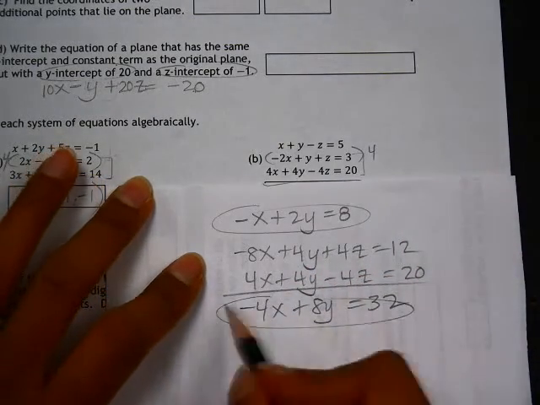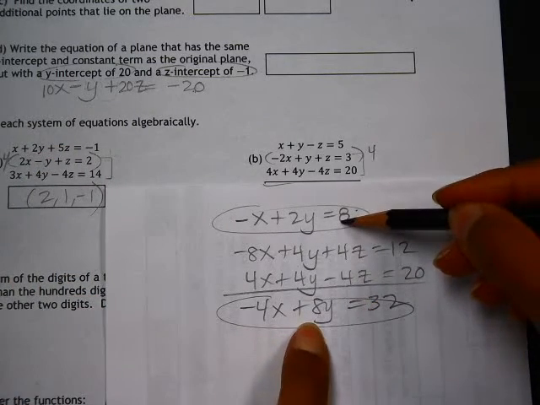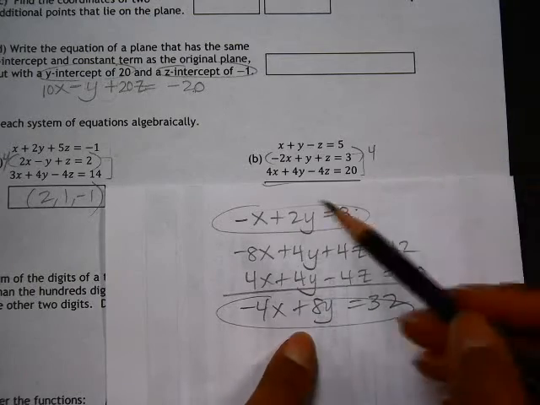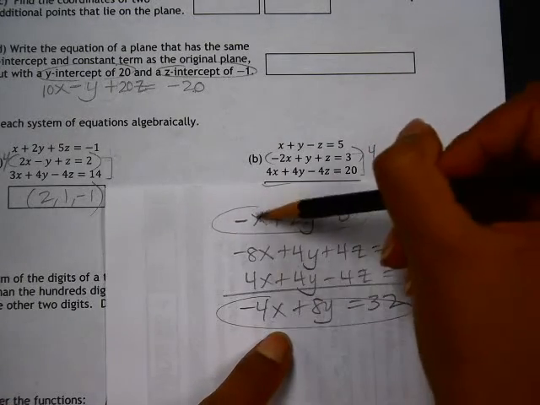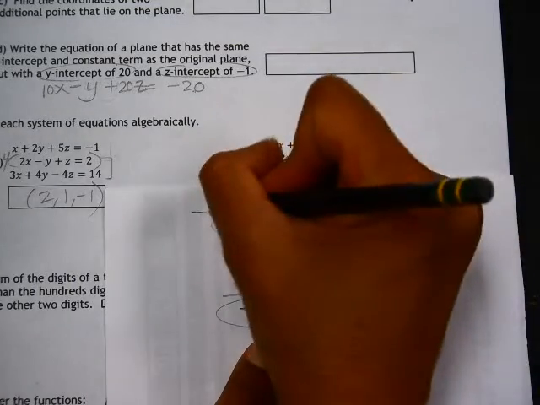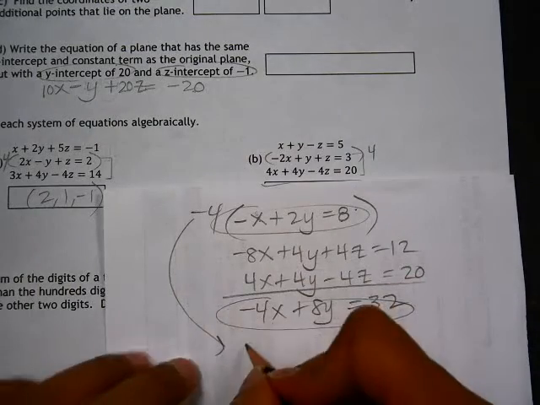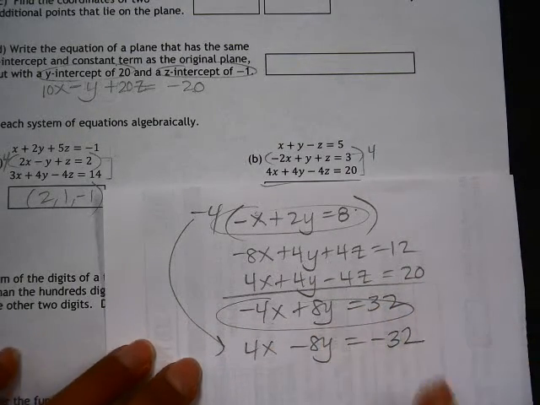So now I have 2 equations and 2 unknowns. I'm going to combine those and pick a variable to cancel. So if I'm trying to cancel x, I'm going to multiply this equation by 4, or actually by negative 4 because I want it to cancel. So that would become positive 4x minus 8y equals negative 32.